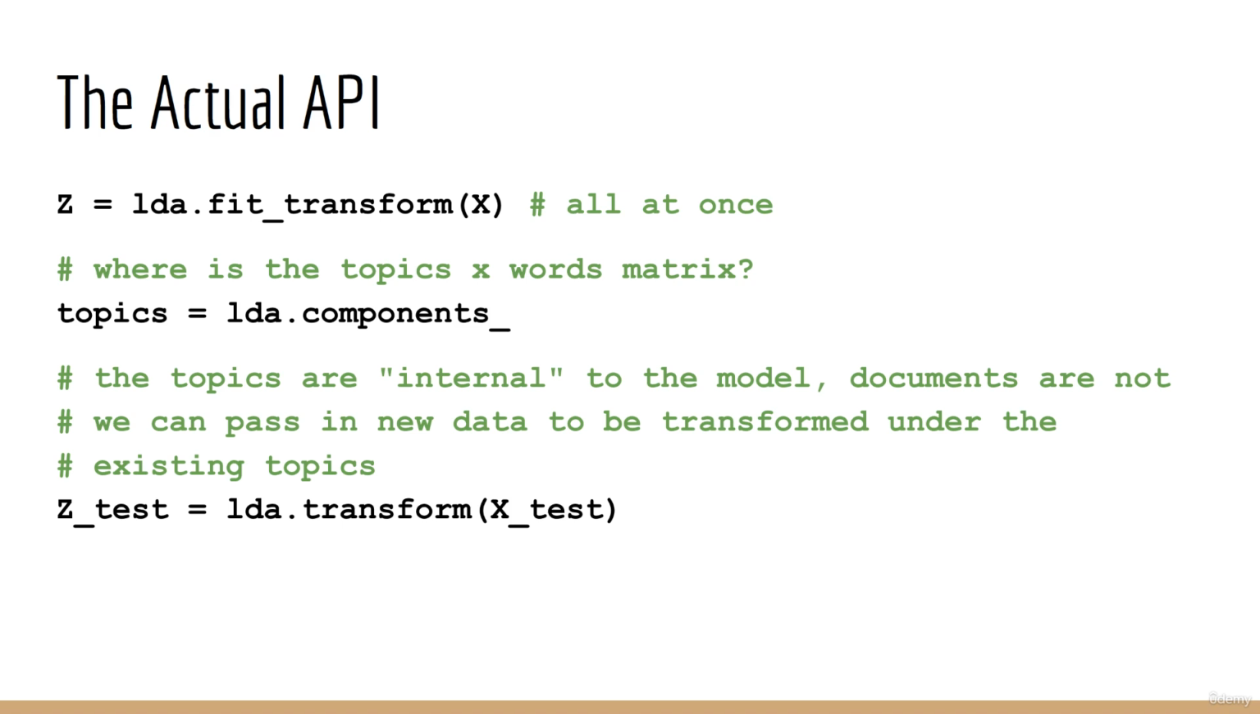The model stores its representations of each topic. They are part of the model. This does not come from the documents you are transforming.